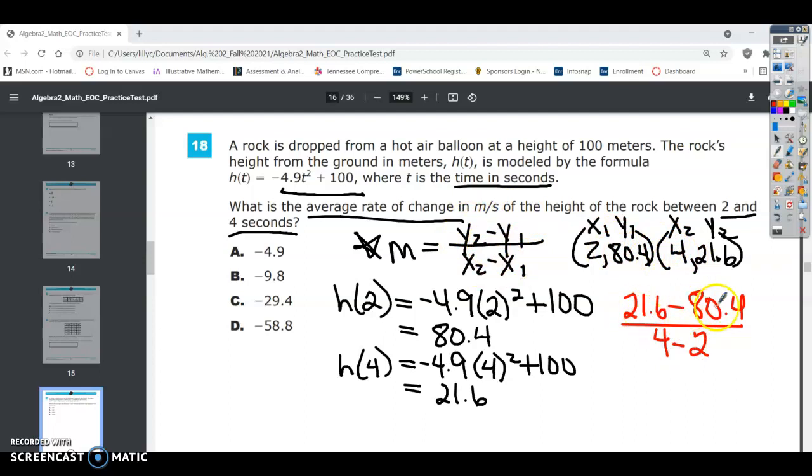So 21.6 minus 80.4 is negative 58.8 divided by 2, and that's going to simplify to 29.4. So, oh, sorry, I lost my negative here. Negative 29.4. Let me see if I can write that a little bit neater.